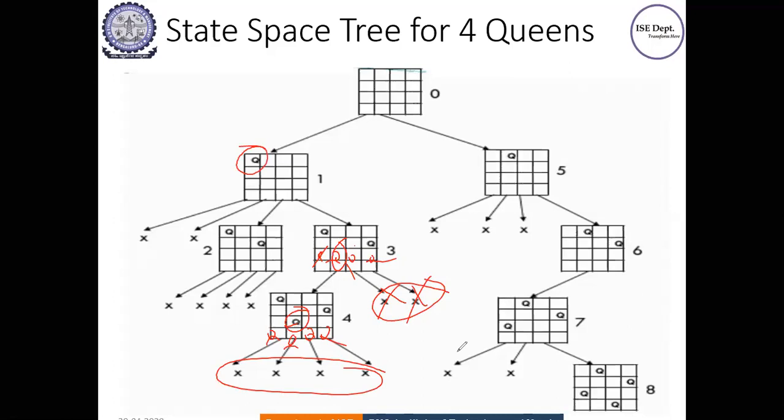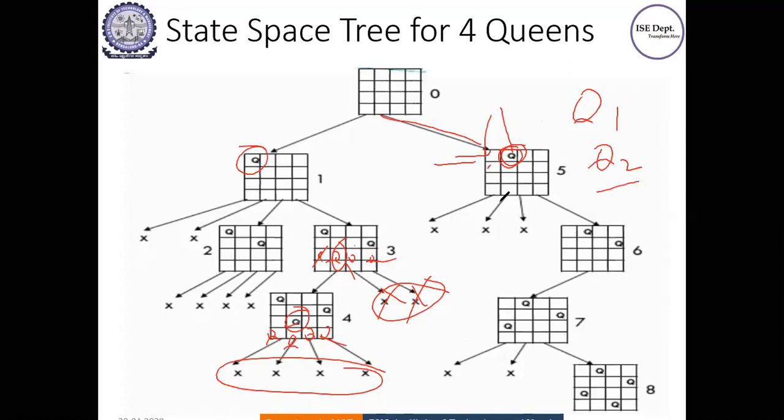Next, go for the next alternative. What is the next alternative? Place queen 1 in the first row and the second column. That is why we have written q here. Now check for the next possibility. Start with q2 now, because we know each and every queen should be placed in a single separate row. So queen 1 is placed in the first row and the second column. Check with queen 2.